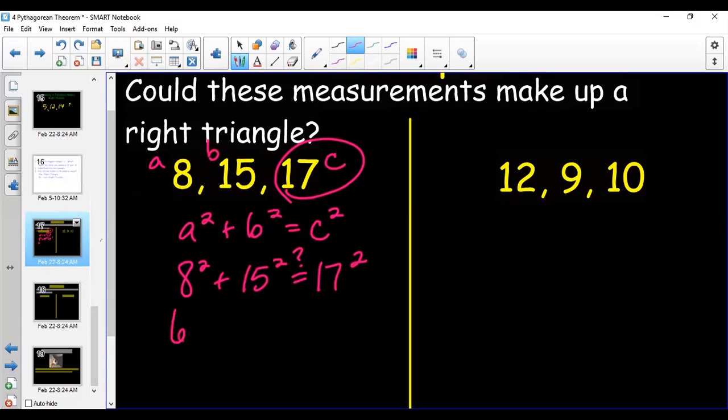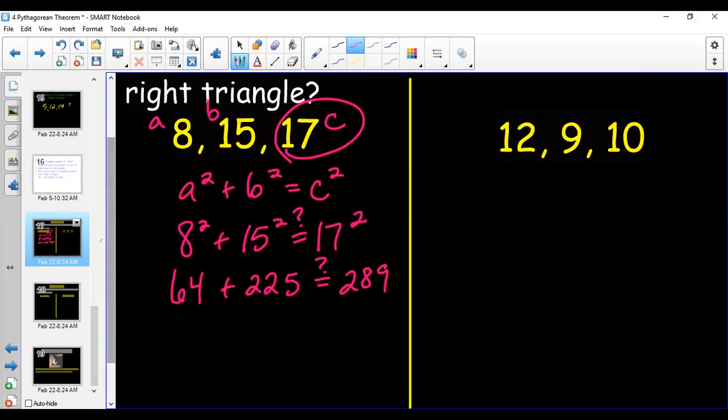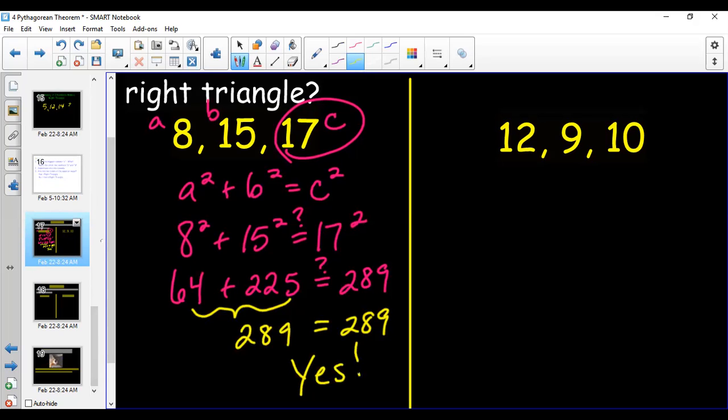8 squared is 64. 15 squared is 225. Does that equal 17 squared? Well, 17 times 17 is 289. So does 64 plus 225 equal 289? Well, you could use a calculator or you could do that by hand. 64 plus 225 is 289. If they're equal, it does make a right triangle. If this doesn't equal, they don't make a right triangle.